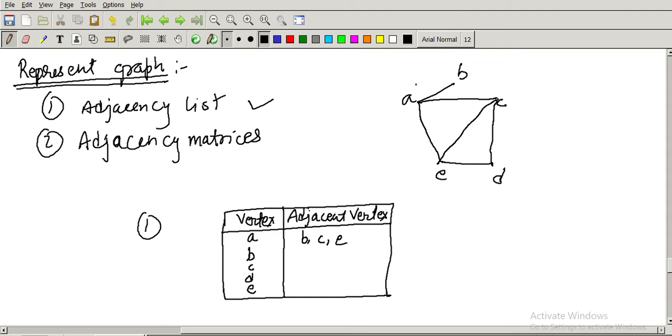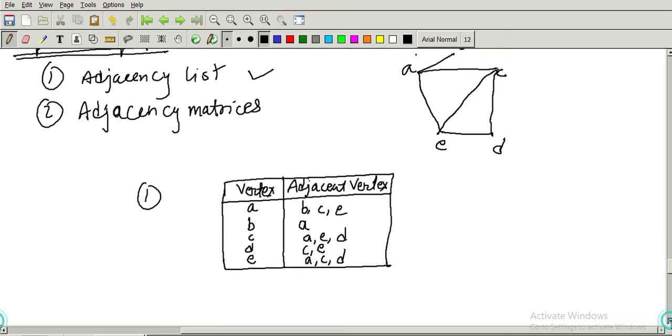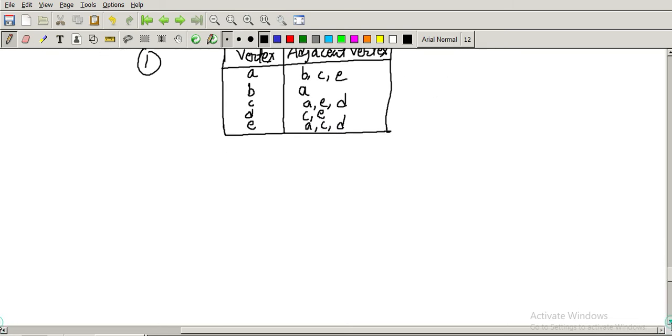Let's take B. For B we have one adjacent vertex, which is A. For C we have A, E and D. For D we have C and E. For E we have A, C and D. So this is your list representation of a graph.